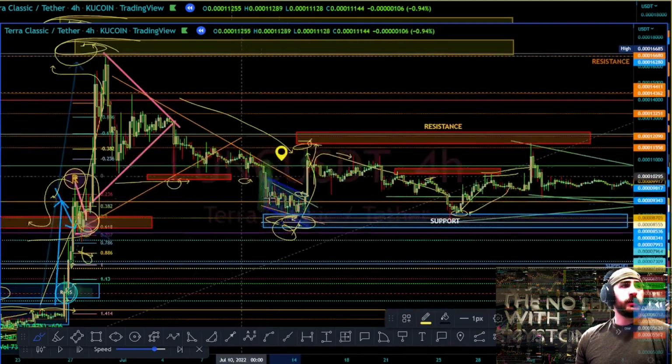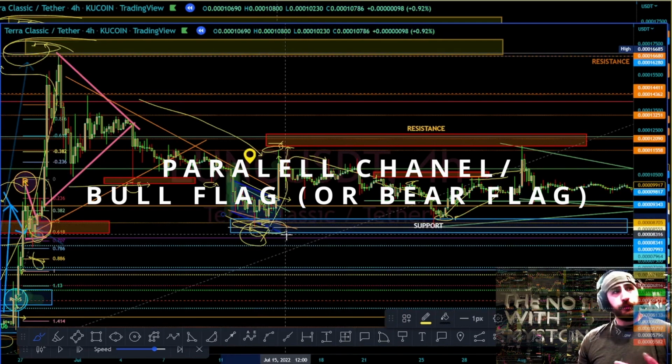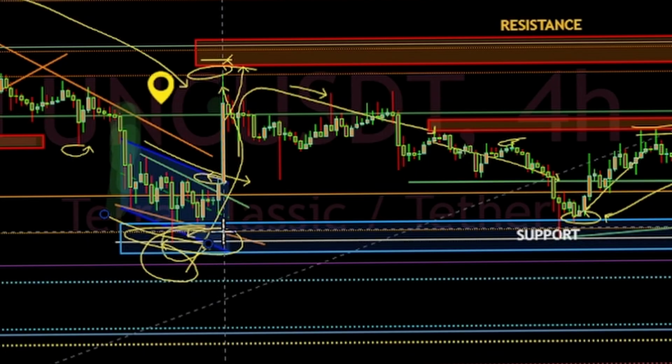This is actually an interesting pattern right here. It's a parallel channel. It's a bull flag, but there's two different kinds of bull flags. You get like in the upswing and the downtrend. So that's another video. That's another thing.